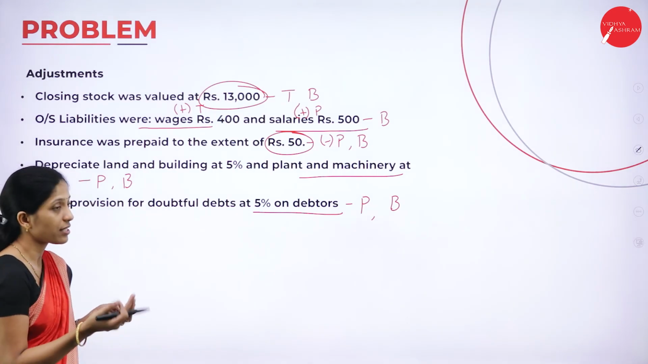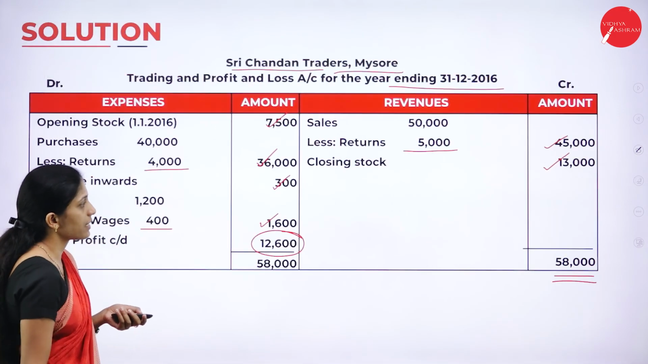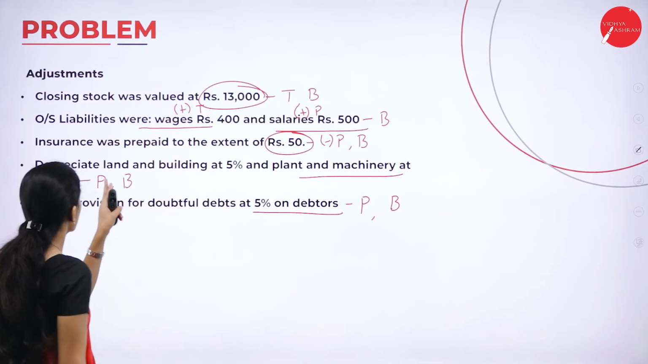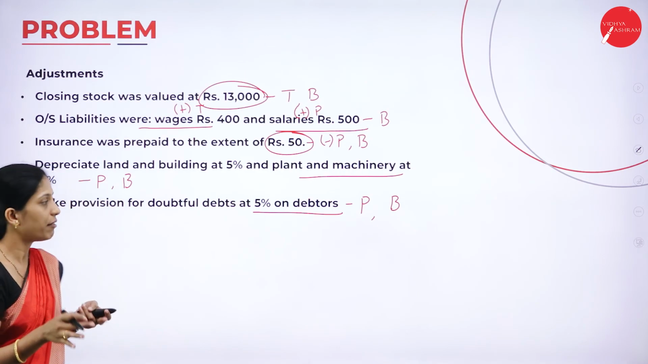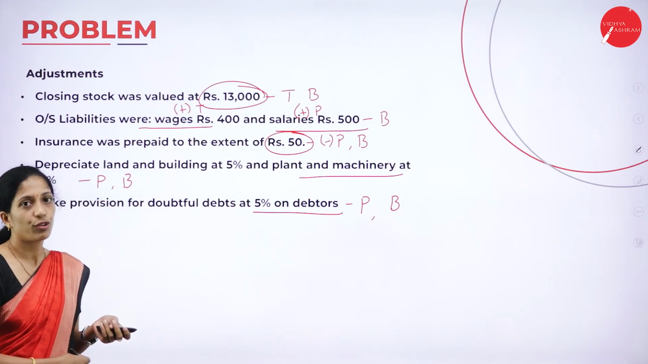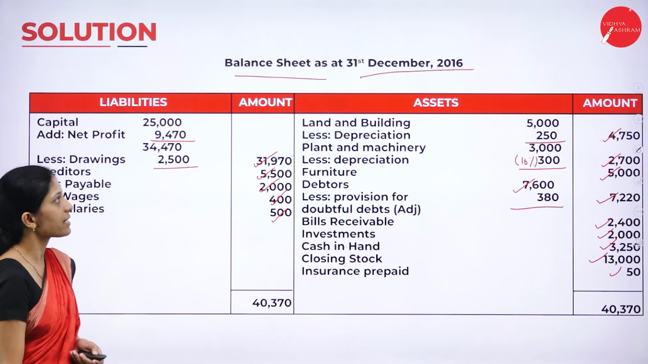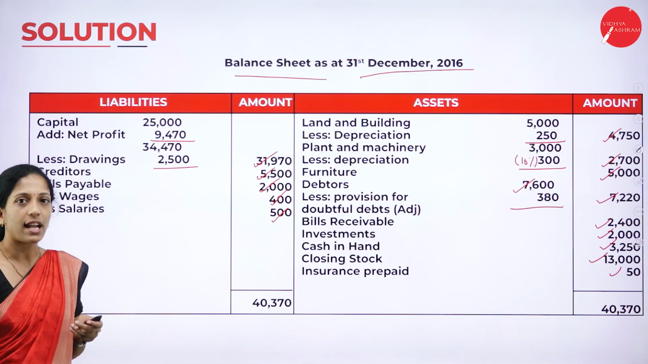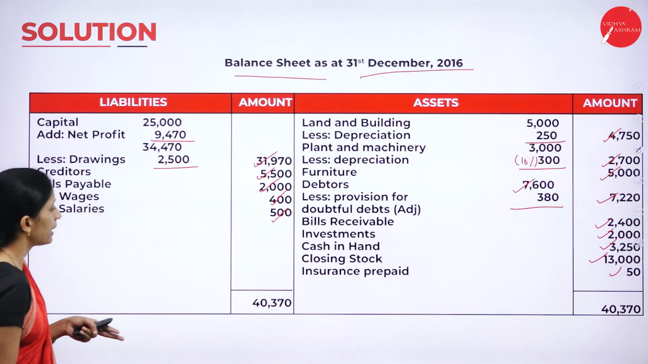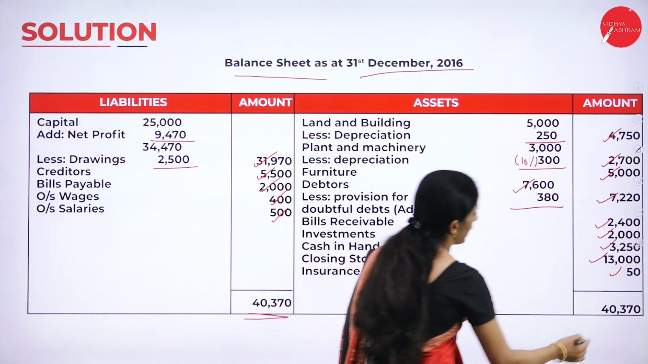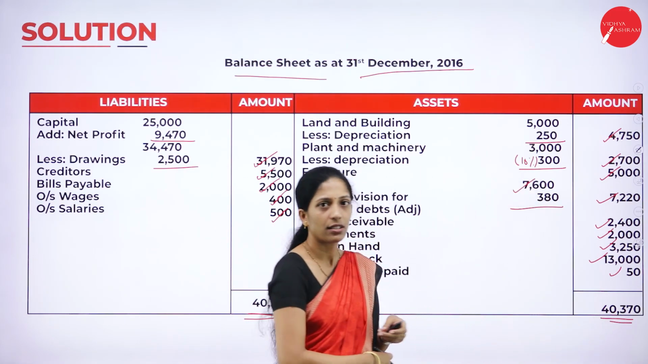Next, we have taken the outstanding liability on the liability side. Insurance prepaid is an asset. We have to take it on the asset side, 50 rupees. Insurance prepaid 50. Next, land and building depreciation, we have made the adjustment. Debtors, doubtful debts, we have made the adjustment. Now we have to add both the assets as well as the liabilities, and both sides should be equal. If you add all the liabilities, you'll get 40,370, and if you add all the assets, you'll get 40,370.